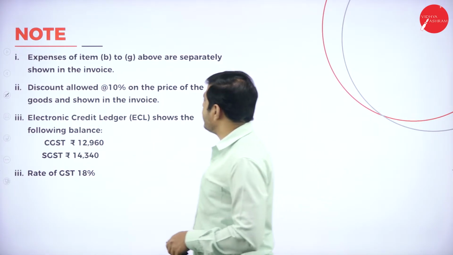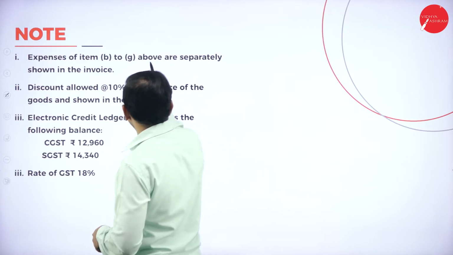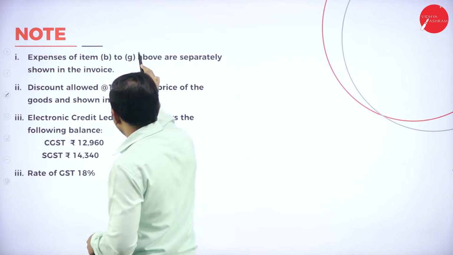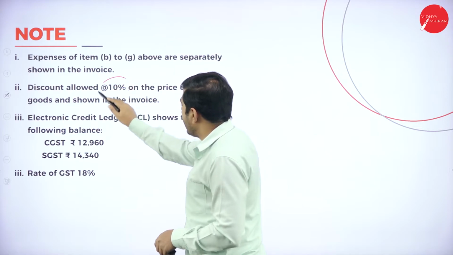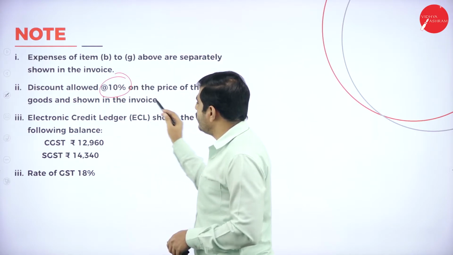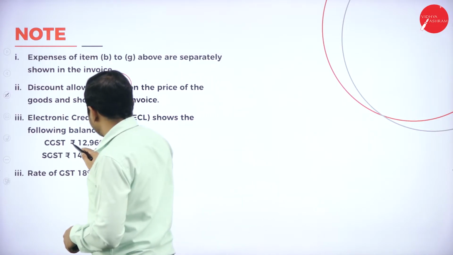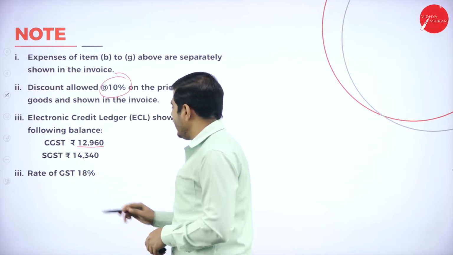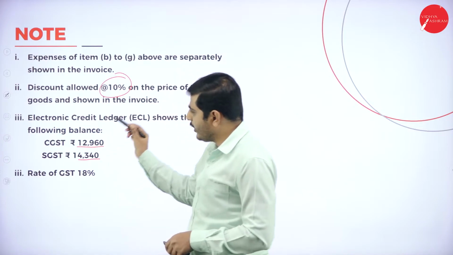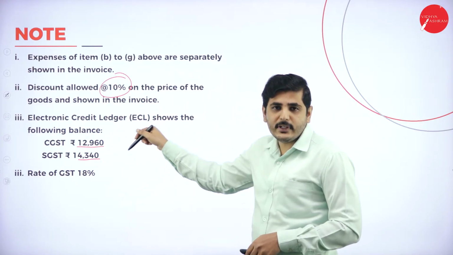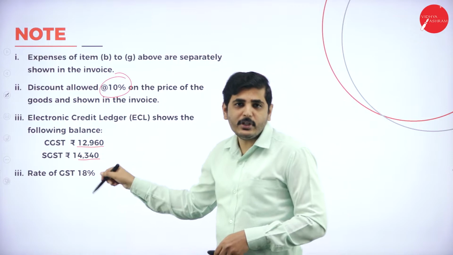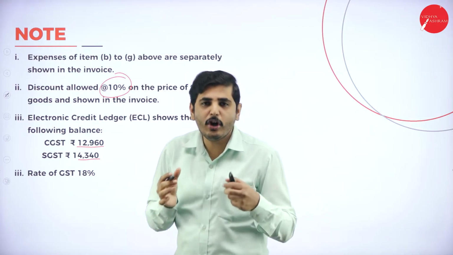Next one, expenses of B to G above are separately shown in the invoice. We can add this. Next one, discount: calculate discount 10% on goods. Next one, the electronic ledger shows the following balances, 12,960 and 14,340. What do you mean by electronic ledger? This is input tax credit available. What do you mean by that?